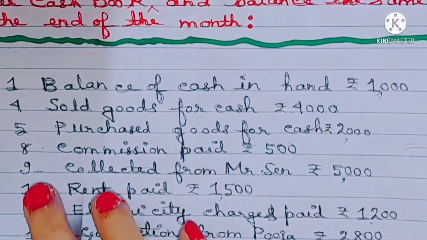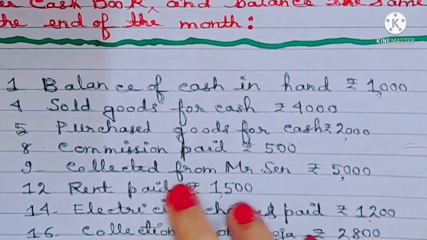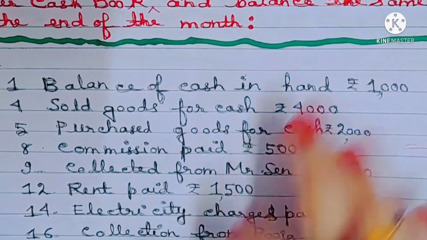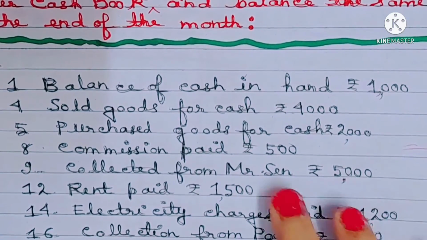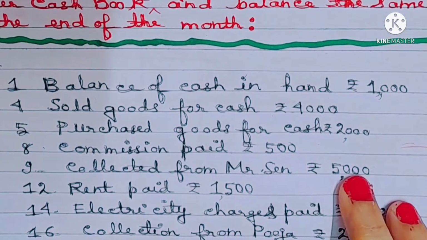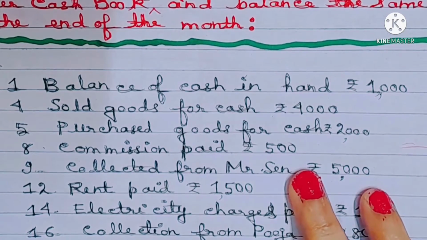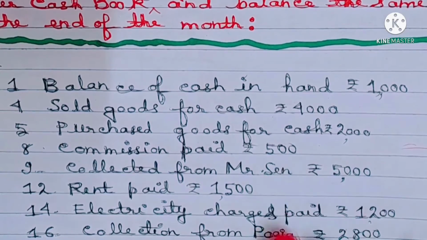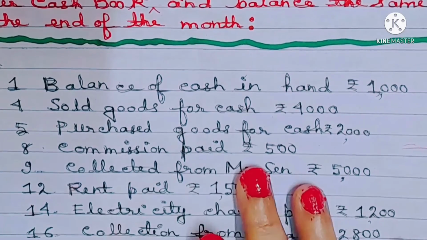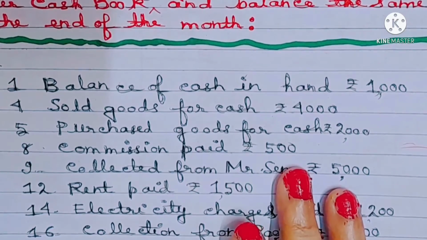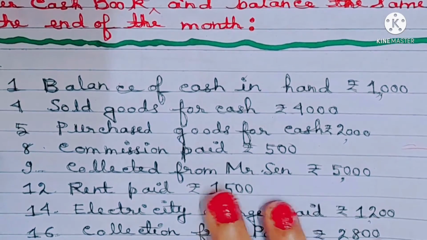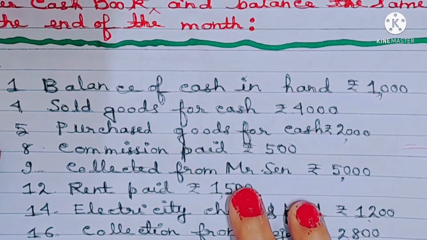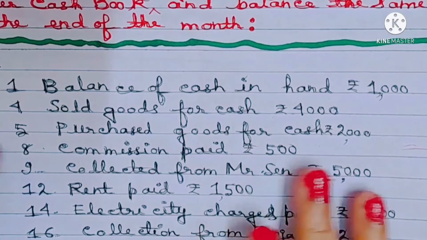The next transaction is on 9th April, collected from Mr. Sen rupees 5,000. Okay, this is the book of Mamuni. So Mamuni is receiving cash from Mr. Sen 5,000. So what will be the journal entry? Cash account debit to Mr. Sen. So what is the position of cash account? Cash account is on the debit side, so Mr. Sen also has to be written on the debit side, to Mr. Sen. And moreover, according to real account, what comes in is debit. Here Mamuni is receiving cash from Mr. Sen, 5,000. So cash is coming in.